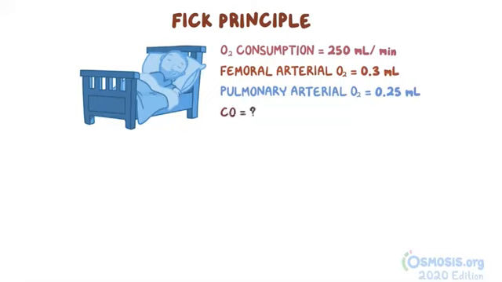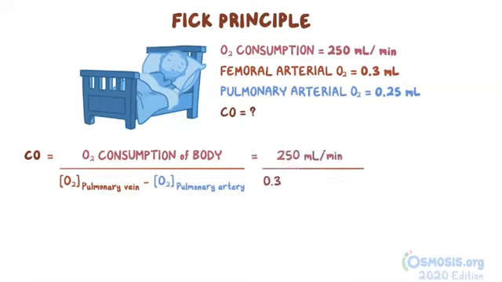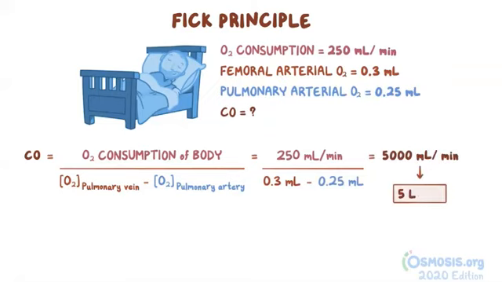So remember, cardiac output equals oxygen consumption of the body divided by the oxygen concentration of the pulmonary vein minus the oxygen concentration of the pulmonary artery. So, plugging in numbers, we get cardiac output equals 250 milliliters per minute divided by 0.3 milliliters minus 0.25 milliliters equals 5,000 milliliters per minute, which equals 5 liters per minute.